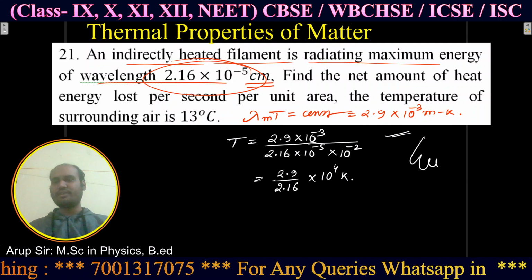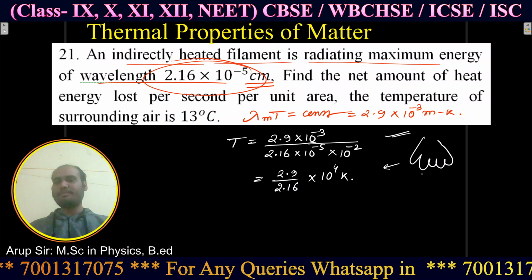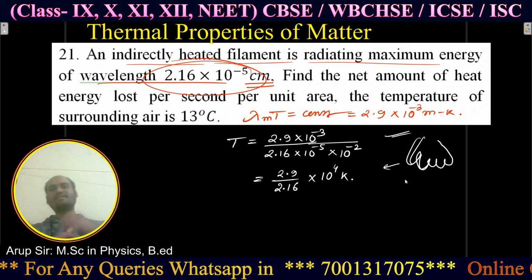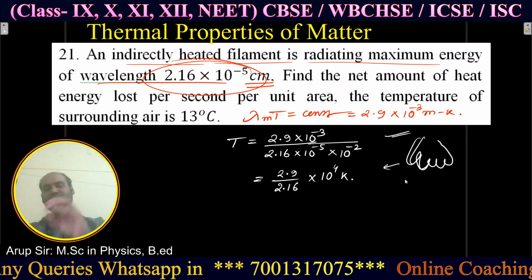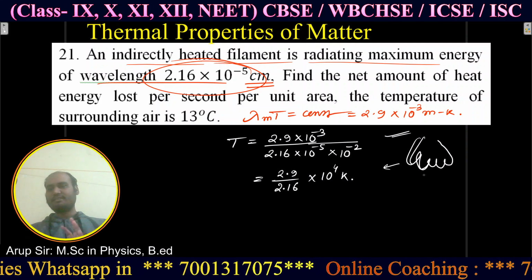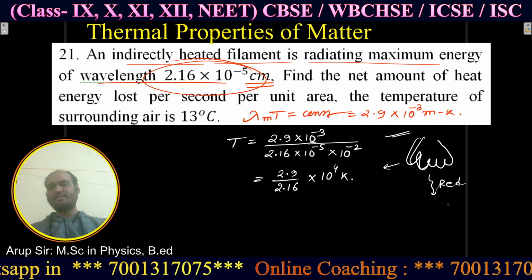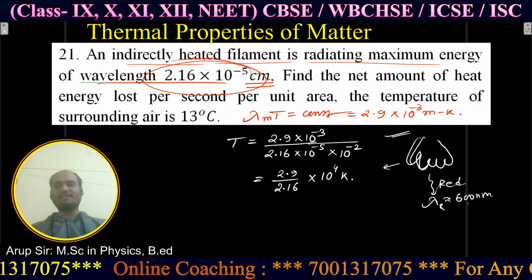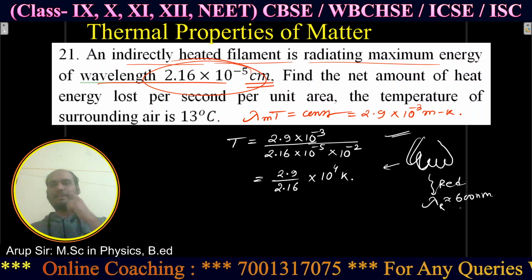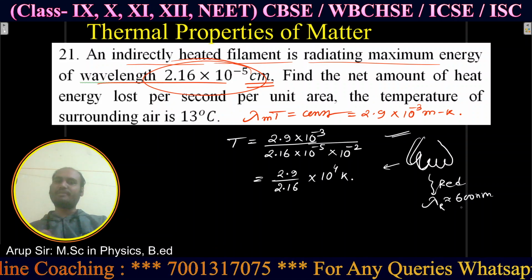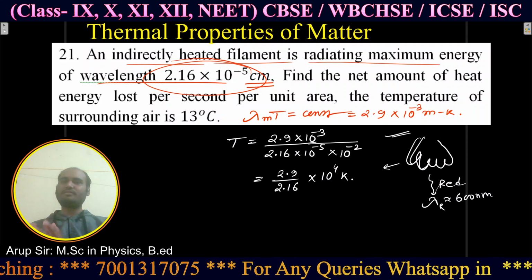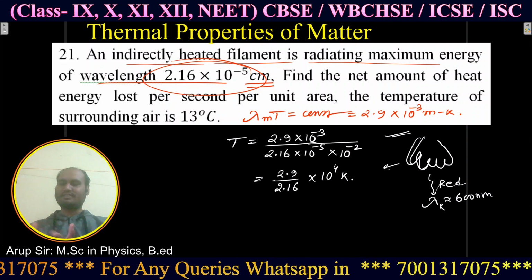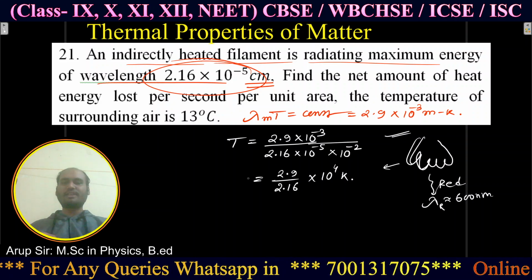So a filament is glowing and it is radiating some wavelength. From that radiating wavelength you will get the temperature. If this one is radiating red color of light, then you know lambda r is approximately 600 nanometer. If the wavelength is known, then you can easily find out the temperature of that filament. It is very simple. Lambda m into T equals constant, which is 2.9 into 10 to the power minus 3 meter Kelvin in the SI system. So the temperature is known now.